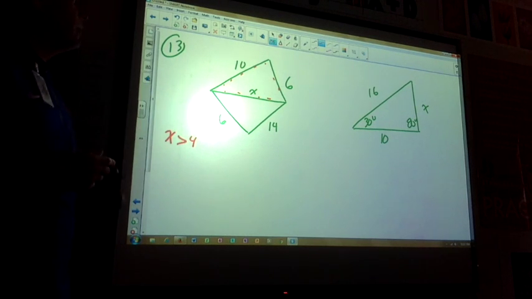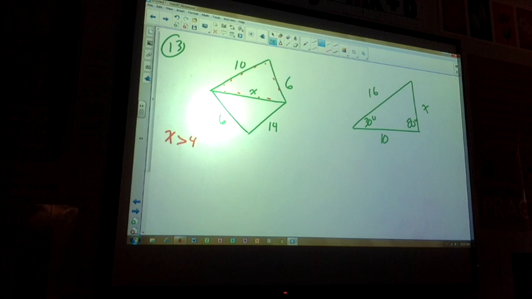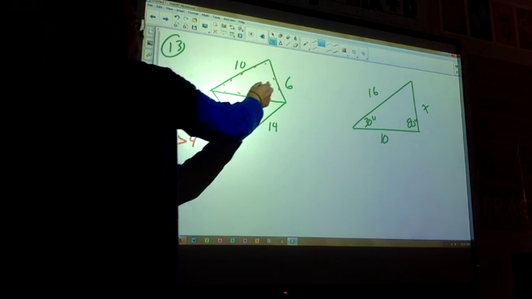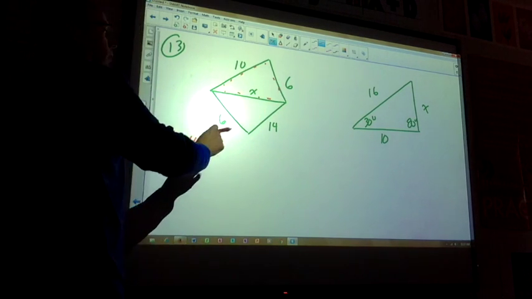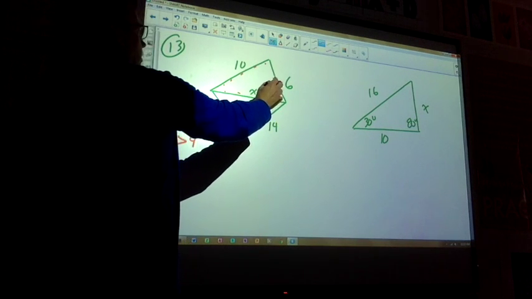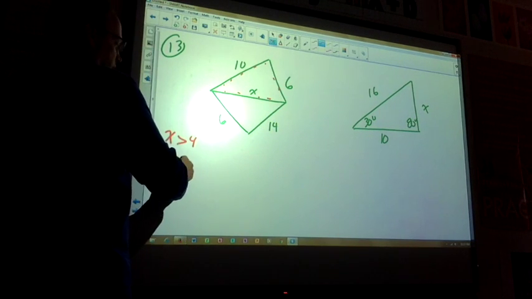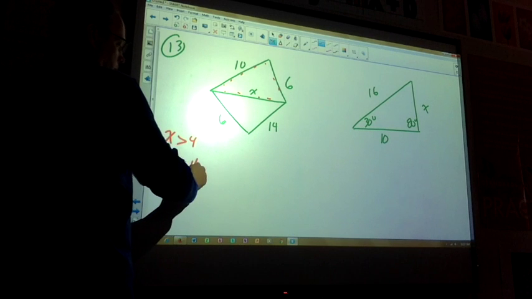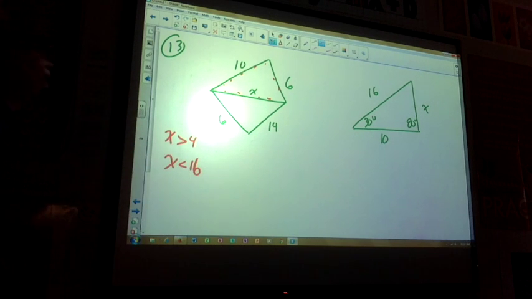But then we have to assume that x could also be the largest side as far as this goes. Smaller than 12. Wait, I'm just looking at the top triangle though. Smaller than 16. Smaller than 16. I did that wrong. Okay? So that deals with our top triangle. Is everyone okay with that so far?